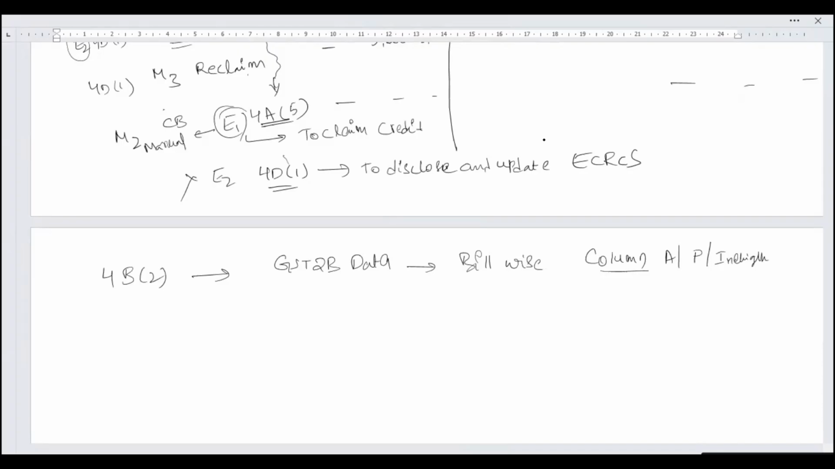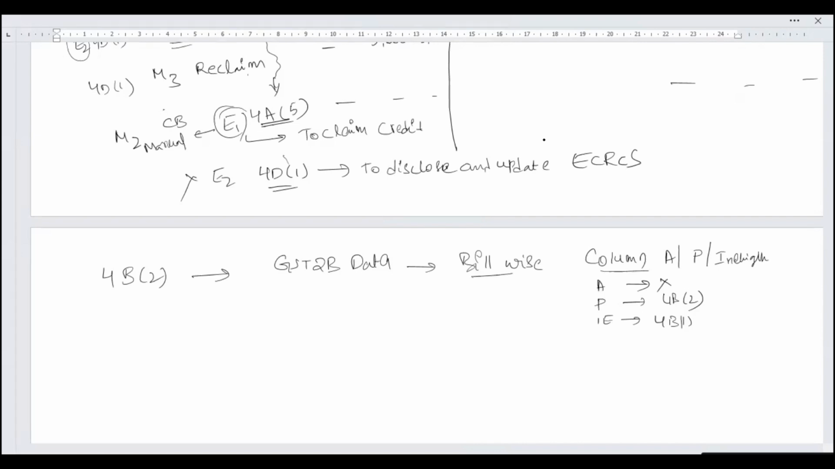So bill-wise, what we'll do is we'll mark accept. A means accept. Your pending is your 4B2 data. Ineligible, I'll say IE, ineligible, which goes to your 4B1. Pending goes to 4B2. Accept, there is nothing to be done, no action. Whatever auto-populated data is there, that remains intact.